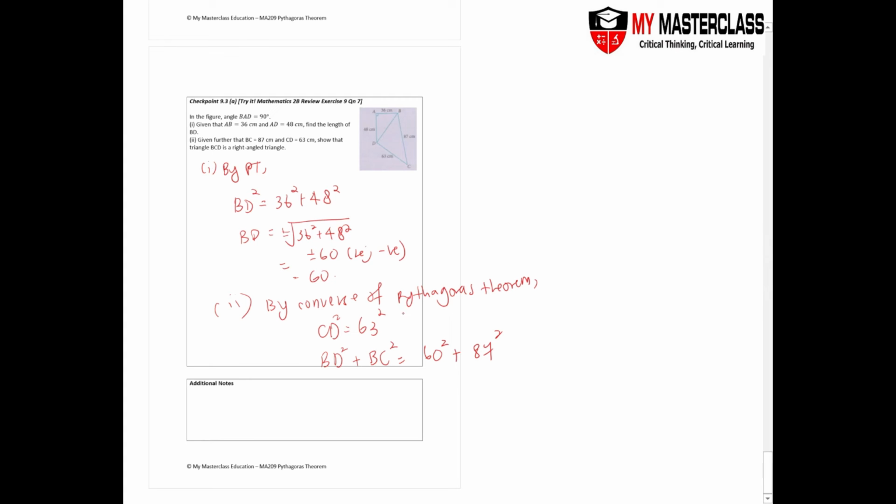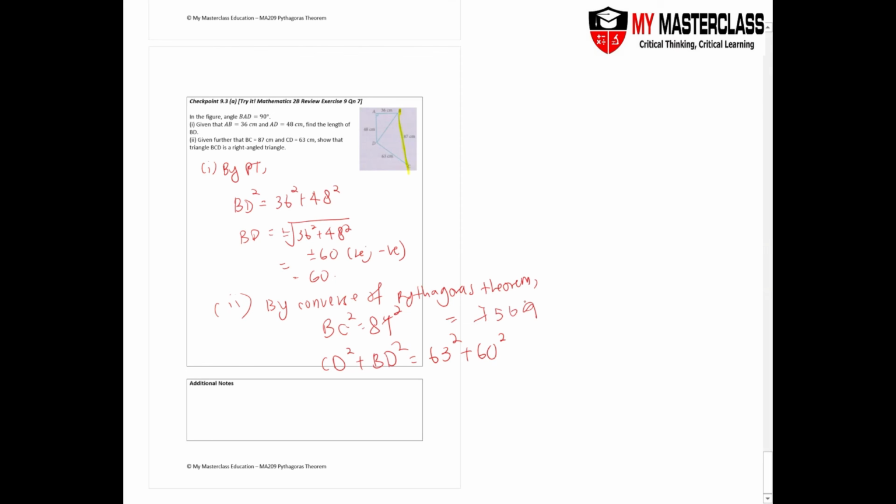Sorry, this one should be BC, because you realize this is a very good way of saying it, that this is your hypotenuse. So you must find the individual. So this one should be BC square, which is 87 square. Then in this part I should have CD square plus BD square, which is 63 square plus 60 square.